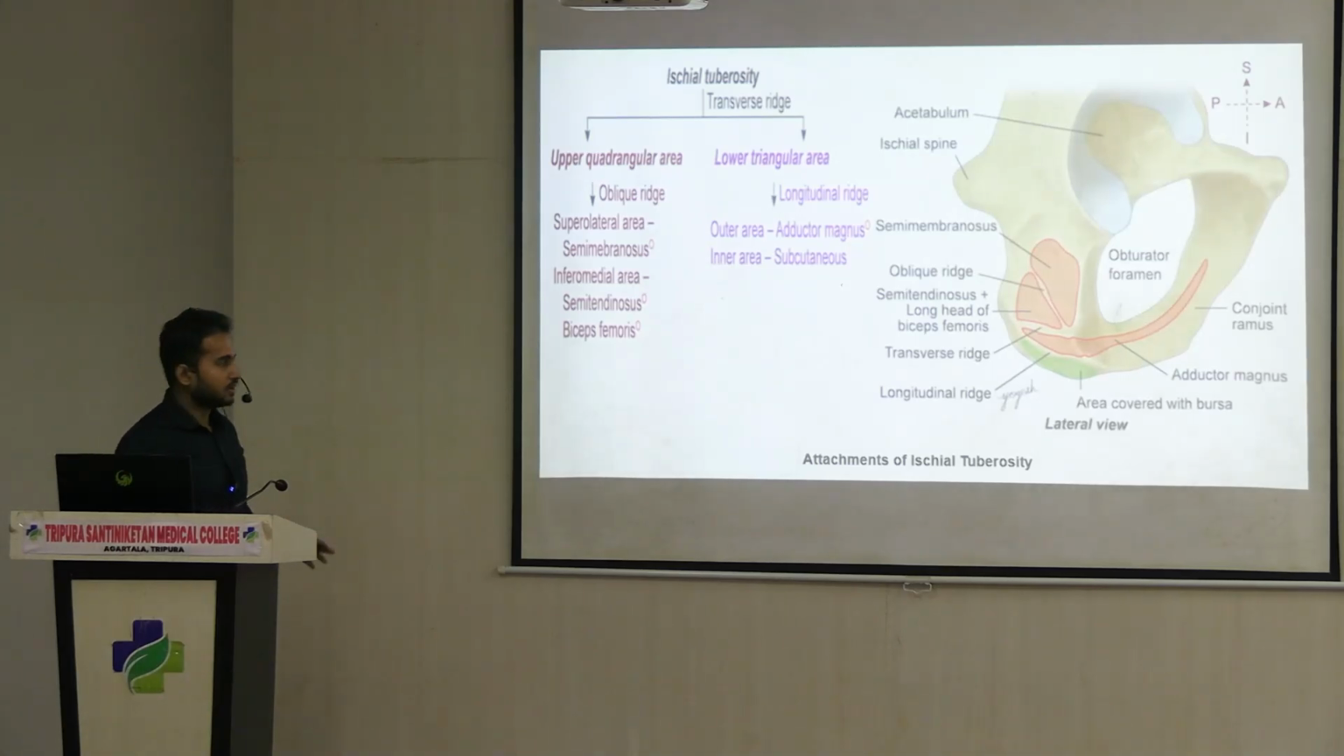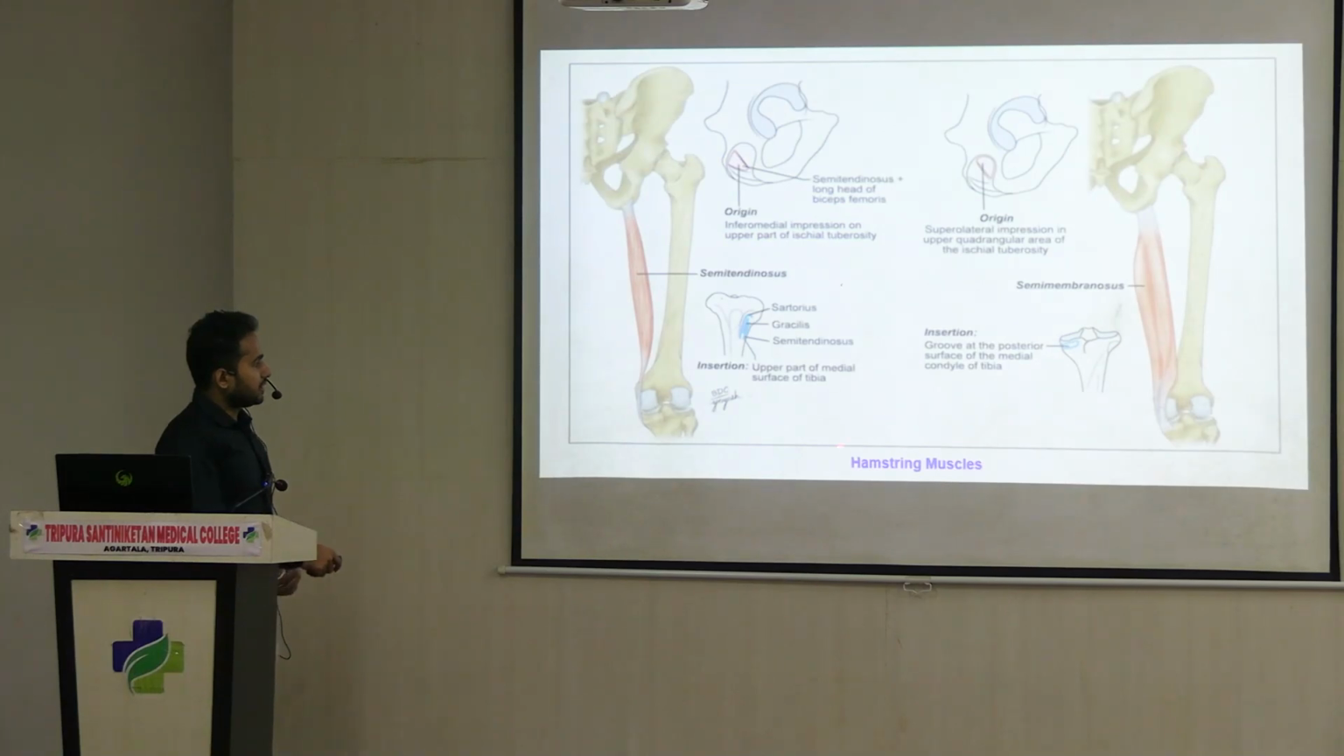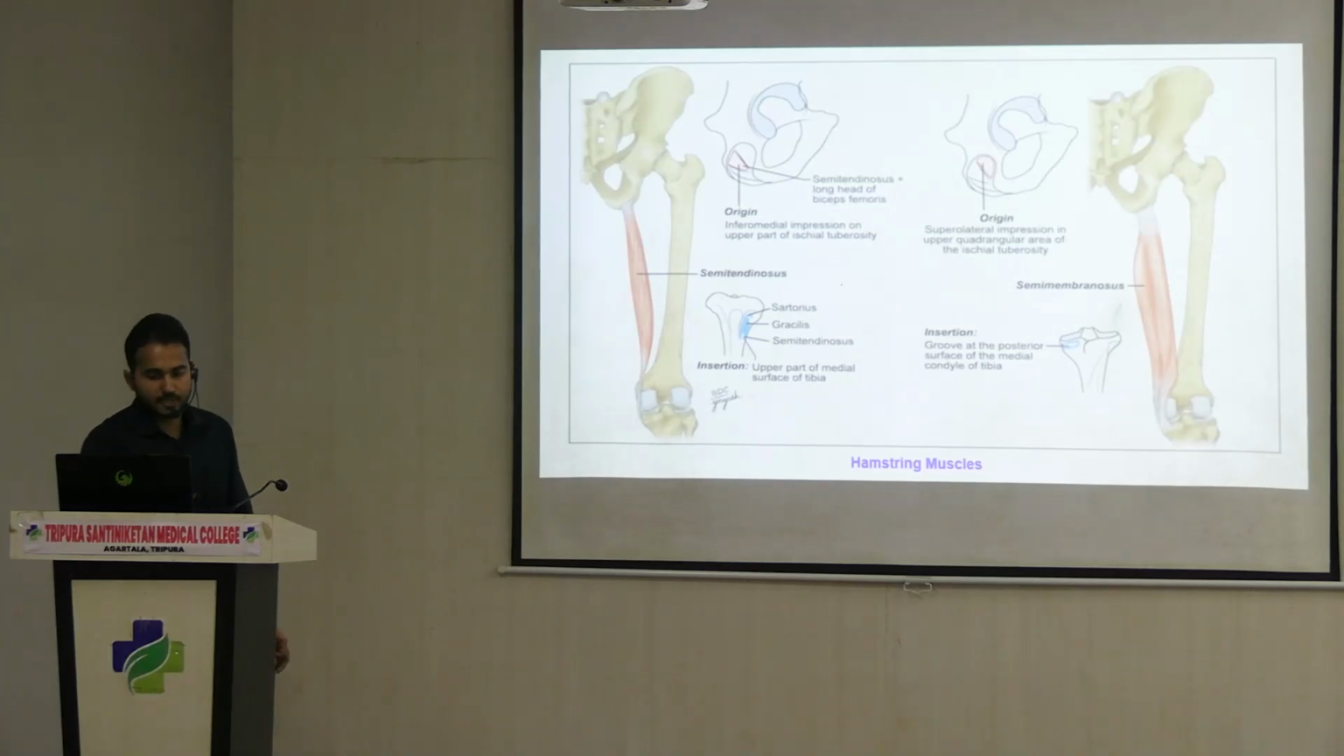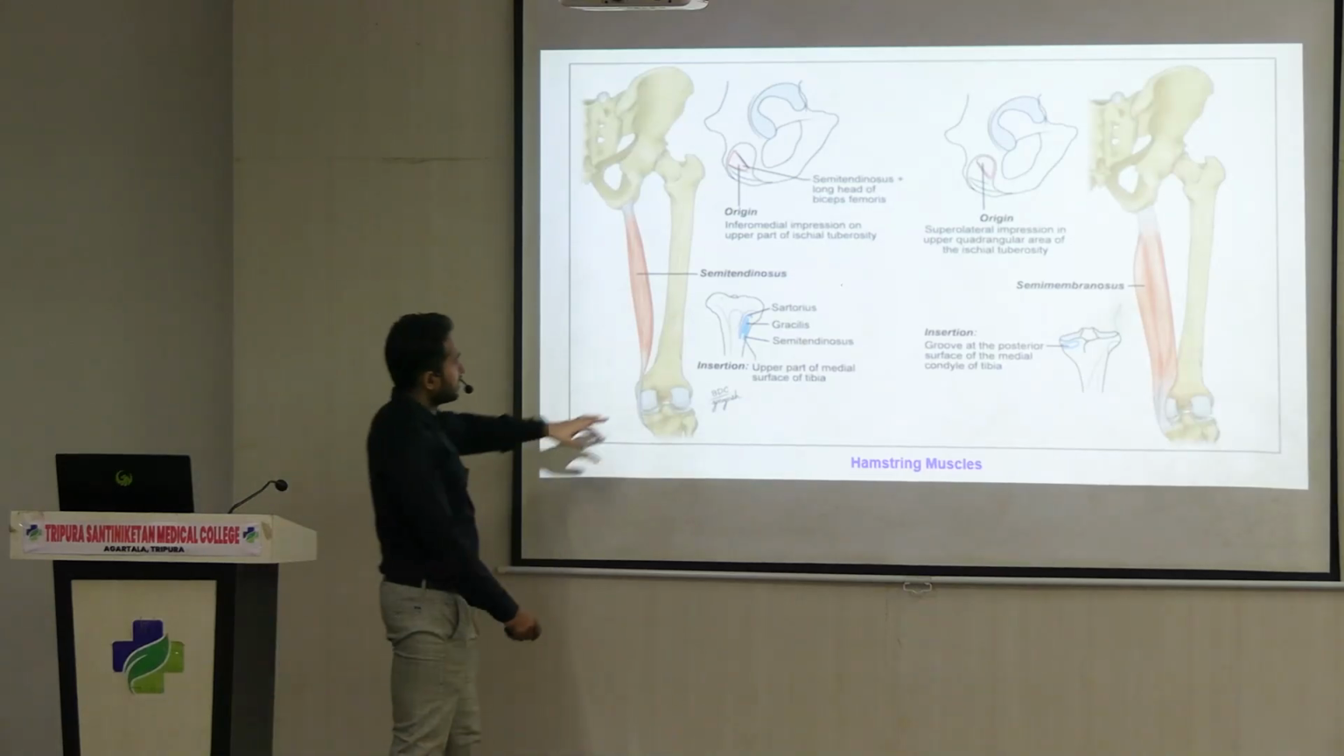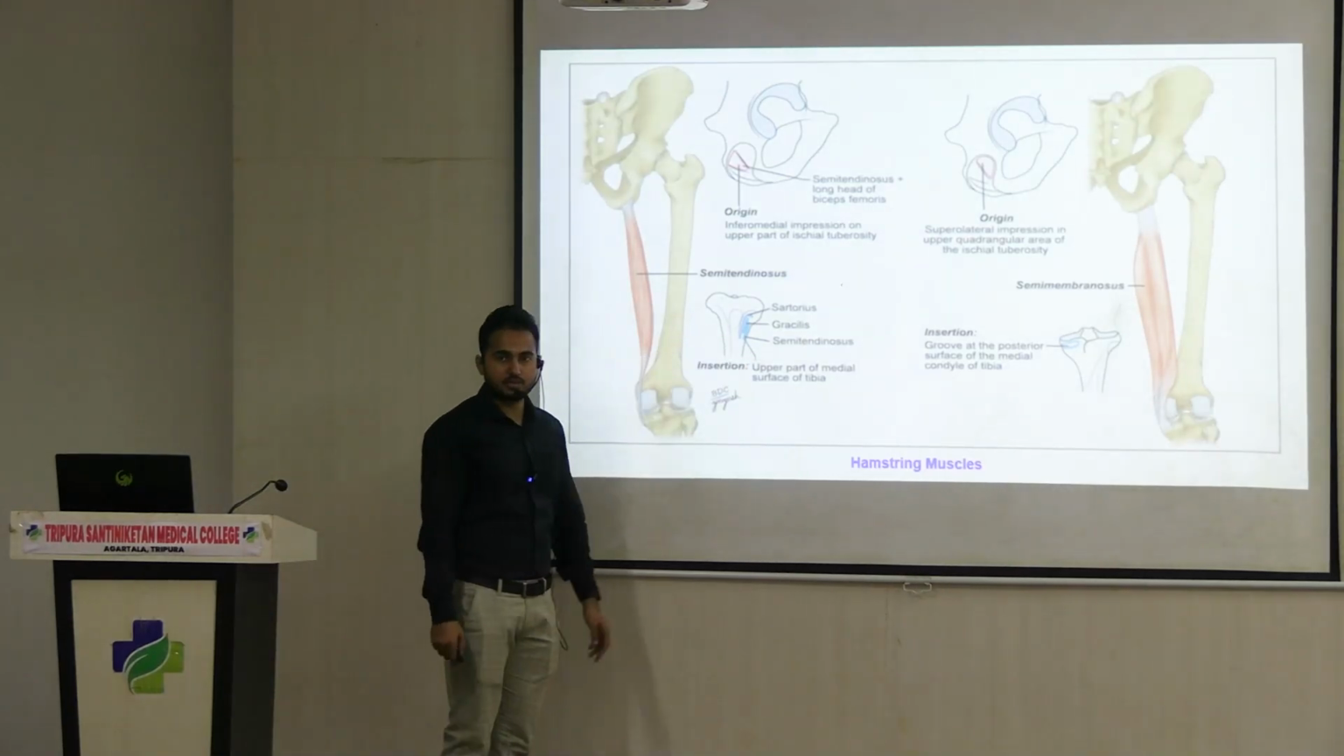Next we'll go to the hamstring muscles. Which hamstring muscles are these two? This is the semitendinosus and this is the semimembranosus. You can see the origin, semitendinosus plus long head of the biceps, the origin is together, that is the inferior medial impression. And where is the insertion taking place? In the upper part of the medial surface of tibia, along with the sartorius, gracilis and semitendinosus.